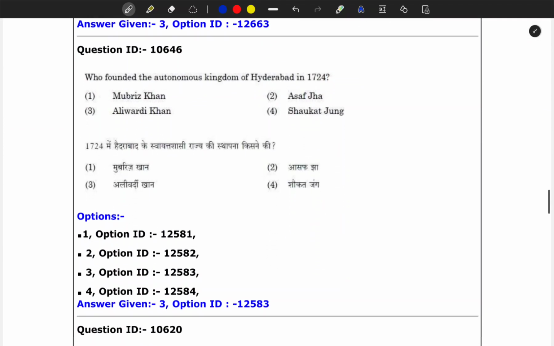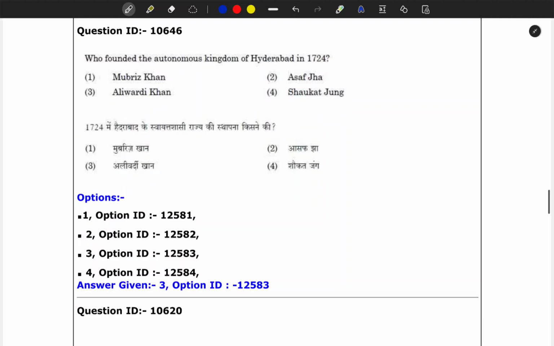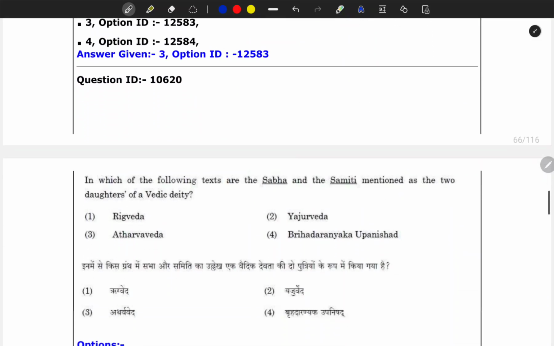Next question is who founded the autonomous kingdom of Hyderabad? Do I need to tell you who adopted this title? Asaf Jah. Comment down who was that person who established the independent kingdom of Hyderabad and took the title of Asaf Jah. This is the correct answer, and I won't tell you which kind of question this is. This is a very basic fact, an easy nature of question.